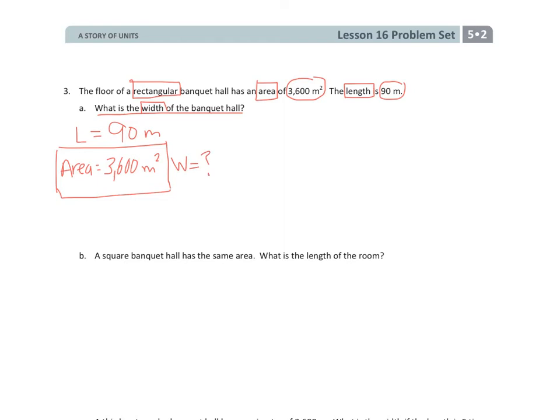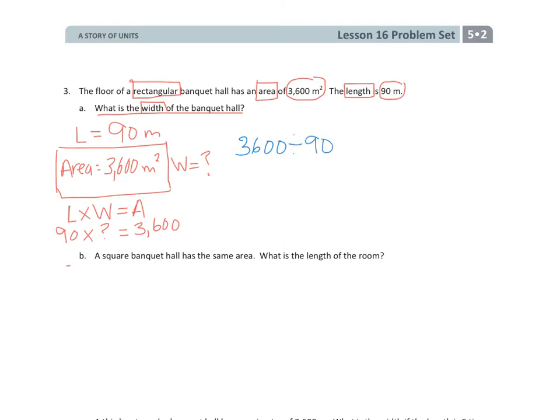So if you remember anything from 4th grade about area, to find the area, you always take the length and you times it by the width, and that will give you the area. Well, we know that the length is 90. We don't know what the width is, but we do know the area is 3,600. And so what we can do is, here's a multiplication problem. To find part of the multiplication problem, we can do the opposite of multiplication. We can do division and divide 3,600 by 90.